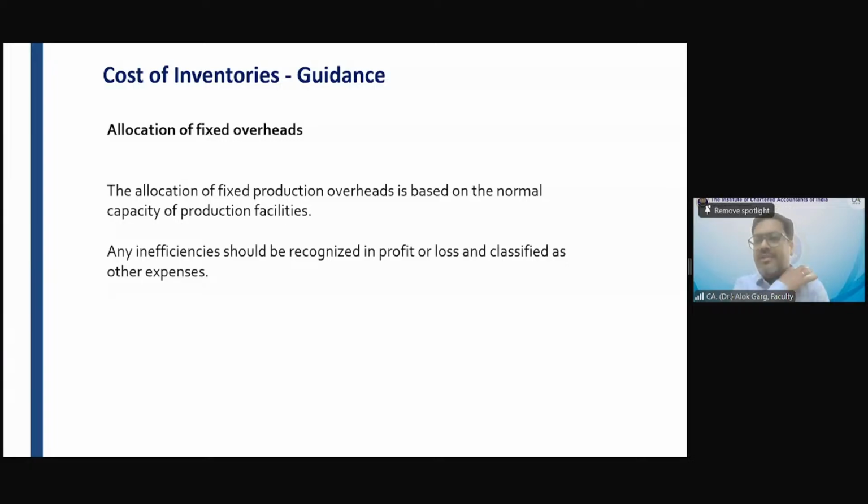Okay. Third question. The actual production is 20,000 units. Normal production capacity is 10,000 units. So what is the amount of fixed overhead which is capitalized to the inventory? 1 lakh. Okay. And what is the fixed overhead per unit which is allocated to the inventory? On the basis of normal capacity, it is 10 rupees per unit.